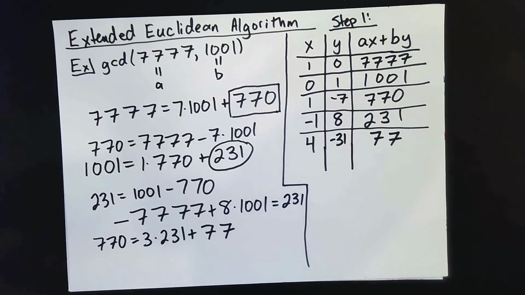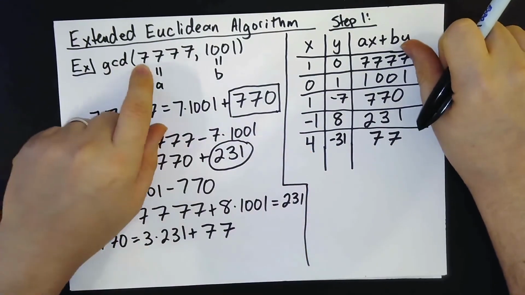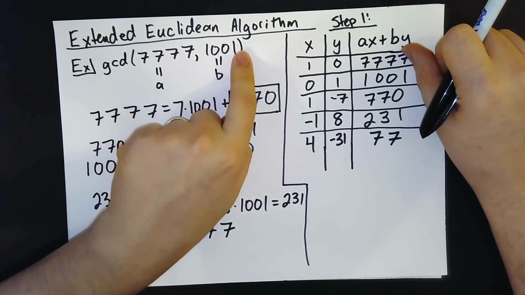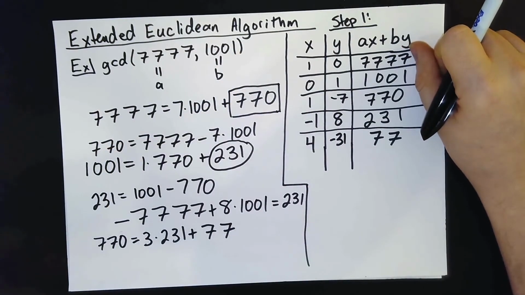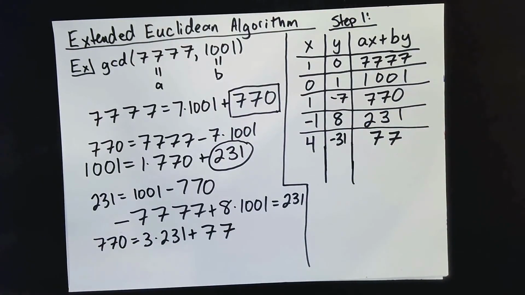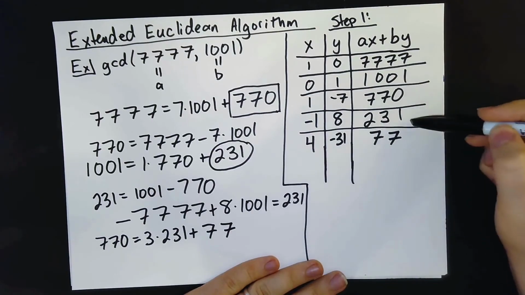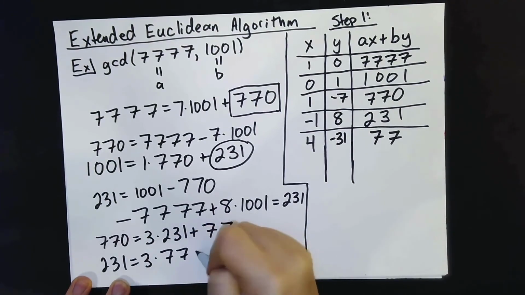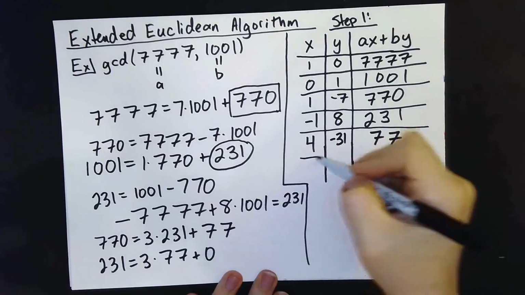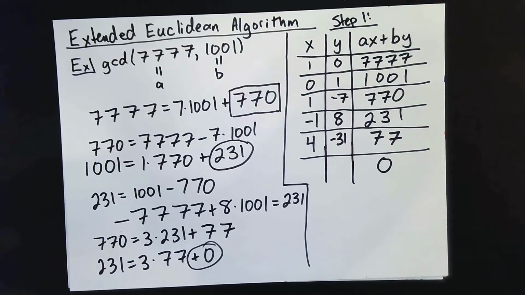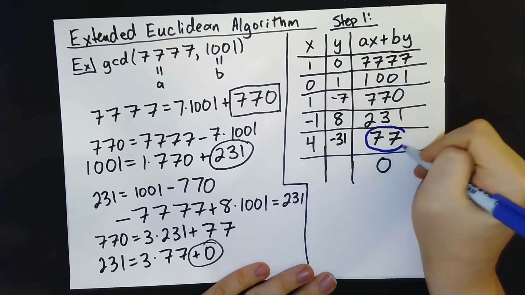Again, what does this now say? This says 4 times 7,777 minus 31 times 1,001 is equal to 77. You're very welcome to check that that is in fact really a true statement. And so what do we do now? We divide 231 by 77. Good job if you're one of the people who've already done this in your head and realized that this is the time when the remainder is 0. And so we can copy our remainder of 0 there into the table. And so what does that tell us? That tells us the GCD is 77.